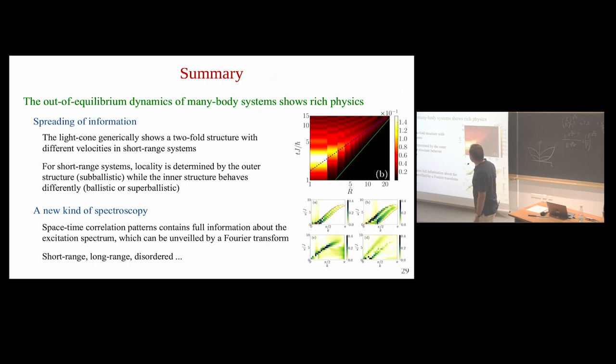So this is a summary. I will not repeat the first part that I already mentioned. The second important part is that these quenches and observation of the space-time behavior of essentially any correlation function, up to subtleties in some special cases, can give you all the information about the excitation spectrum of the system and resolve indeed this transition for short-range systems, for long-range systems, as well as for disordered systems. Thank you very much.